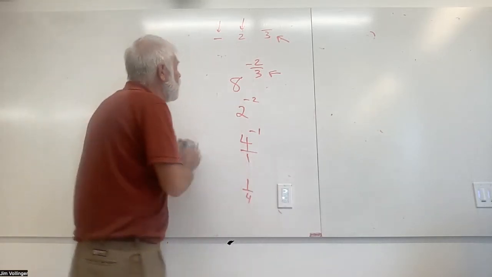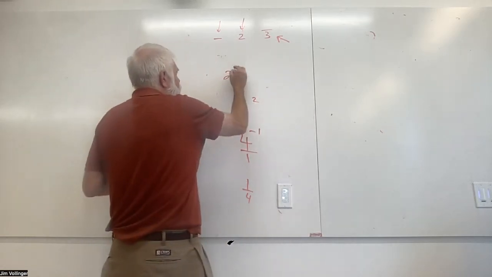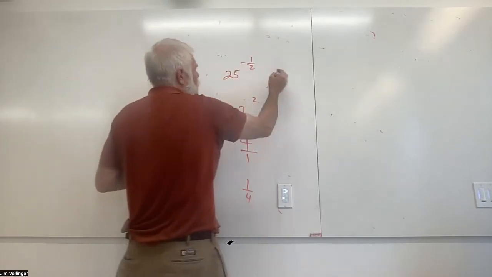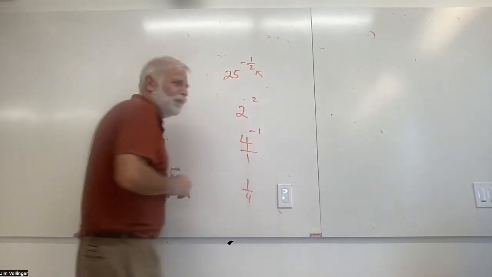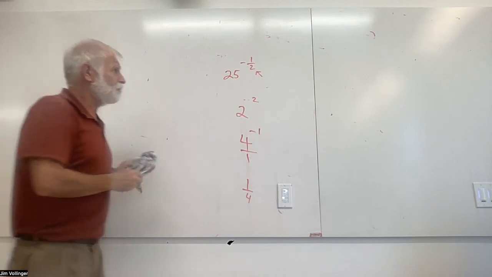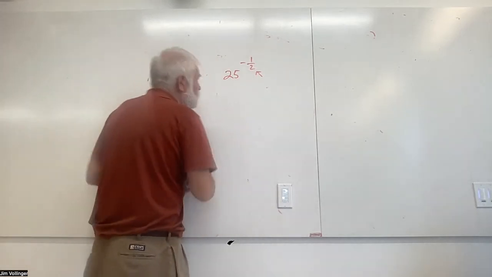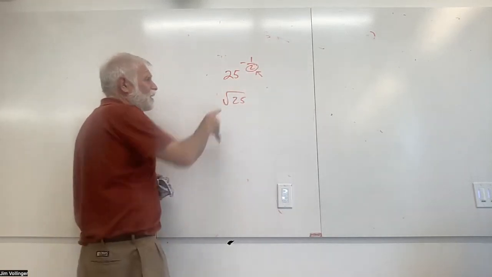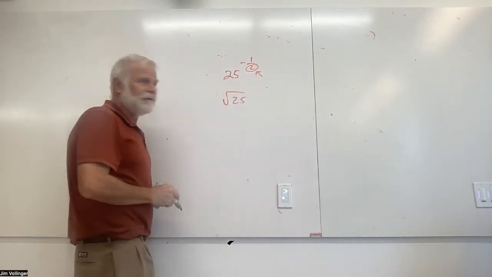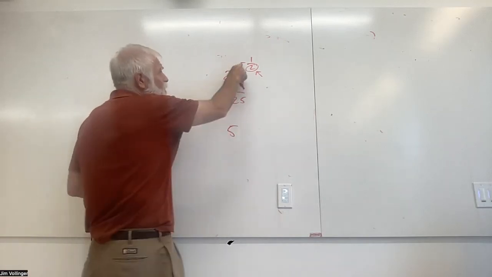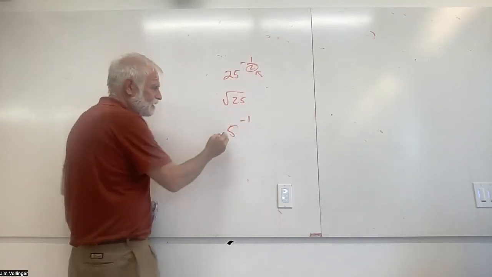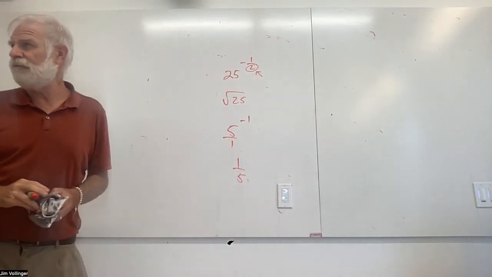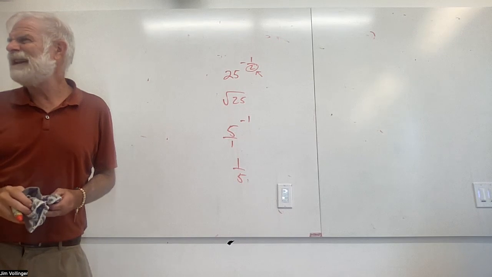All right, what else we got? We got 25 to the minus 1/2. Same thing. And again, the real challenge here is, what does this 2 mean for you to do? Well, it's not a 3 anymore. 3 was a cube root. So that's telling you to take the square root of 25. I think we know what that is. It's 5. And we still have the minus 1. Same thing as last time. 5 over 1 becomes 1 over 5. You'll do fine with that with a little practice.